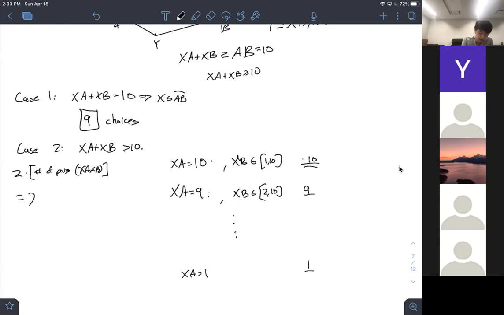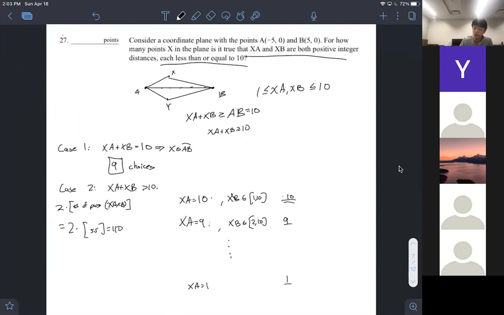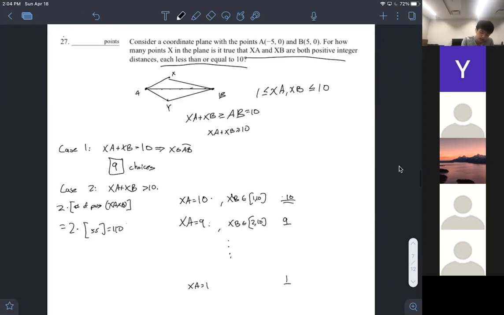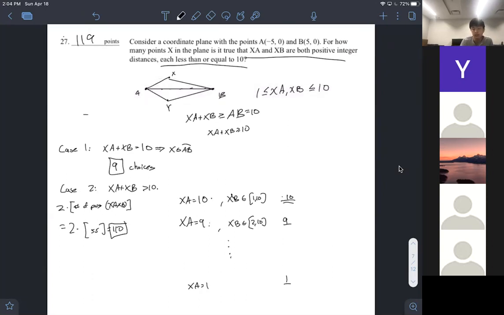So the total number of pairs is the sum from 1 to 10, which is 55. So there's 55 possible pairs of XA, XB where they're integers between 1 and 10 and XA plus XB is greater than or equal to 11. It's 55 choices. Multiply that by 2 because each pair of these values determines another point. And so we have 110, and 9 choices from case 1. Adding them up, we have a total of 119 choices. And so yeah, we're done with this problem.